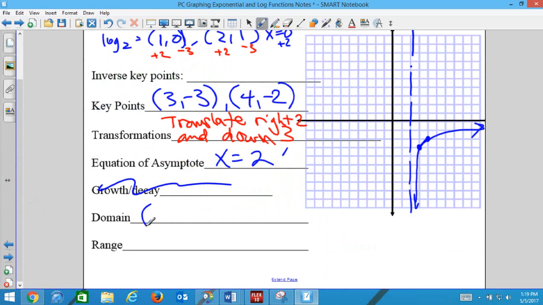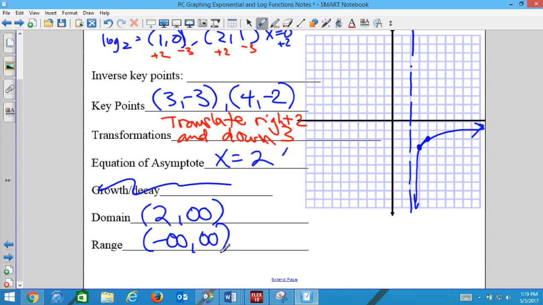Domain is left 2 to infinity. Range is negative infinity, positive infinity. You notice that our asymptote kind of has something to do with the domain every time. See if you're picking up on that pattern.